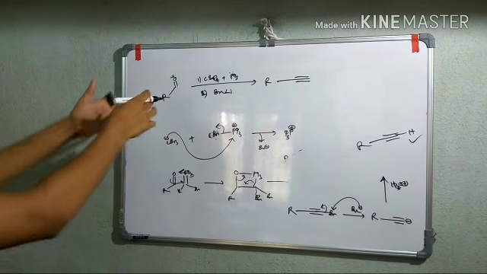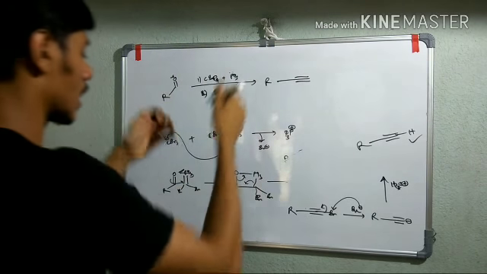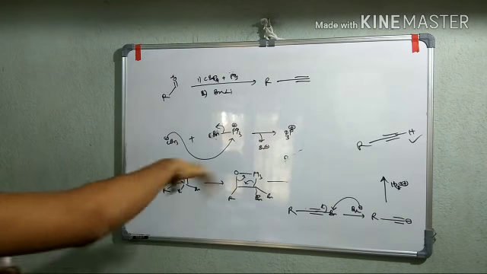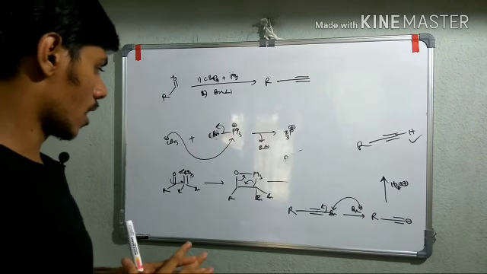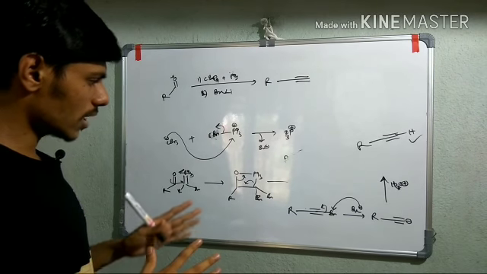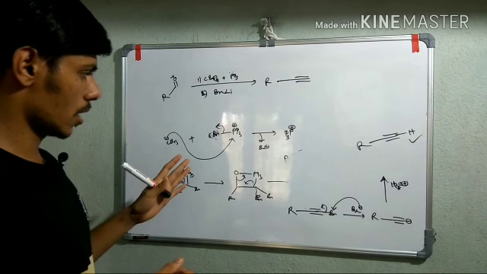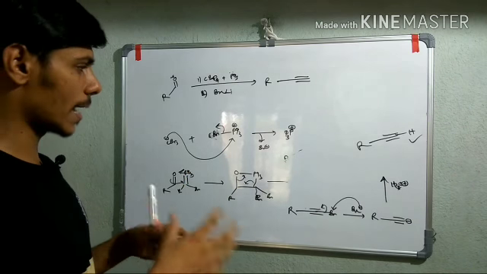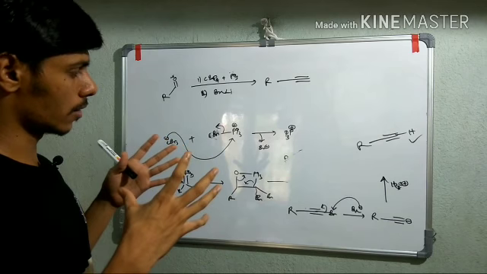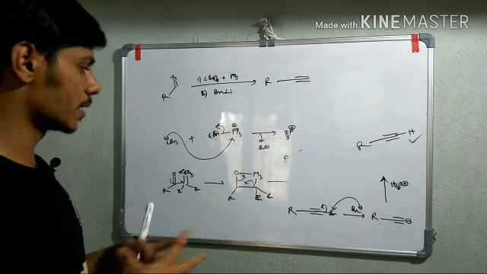So this is how your aldehyde gives this alkyne. This is the full mechanism of the Corey-Fuchs reaction. It is a very important reaction, and definitely you should practice it several times to grasp the actual mechanism, and you should be able to write it on your own.